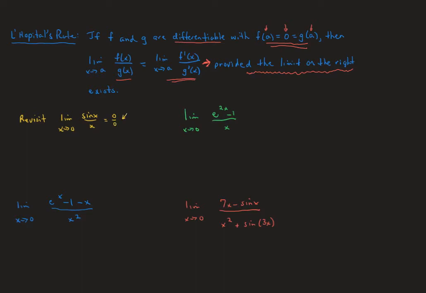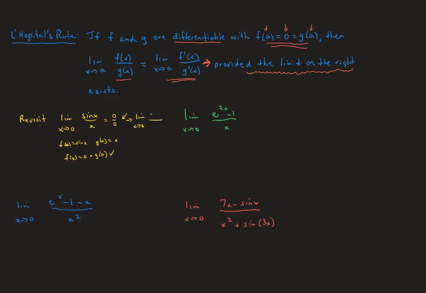So what you can do is say that f of x is equal to sine x, and g of x is equal to x, and f of 0 equals 0, and so does g of 0. Now you have satisfied the conditions for L'Hopital's rule, so that means we can now take the limit as x goes to 0 of their derivatives.